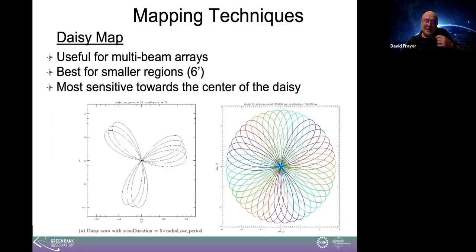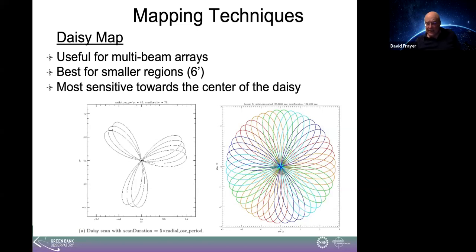We have daisy mapping. Instead of just making rectangular maps, here you just slew across the source and then in these little petals. And you can do this pretty quickly, so the telescope doesn't have to completely stop. If you're mapping back and forth like this, it stops. You have this 17 million pounds, you have to stop it, turn it around and start moving it back the other way. So these daisy maps, the idea is try to minimize the acceleration of the telescope and turnaround, and you make these little petals. And we use this mode for point source continuum observations.